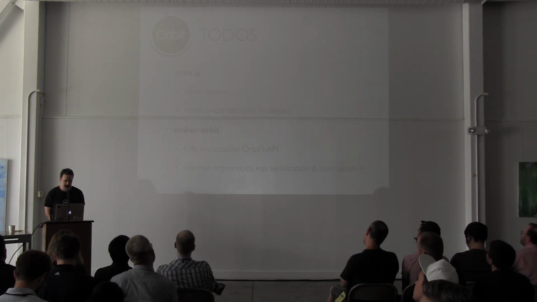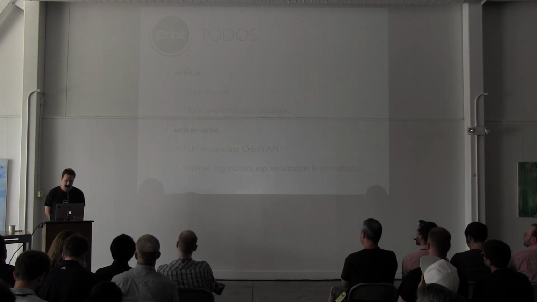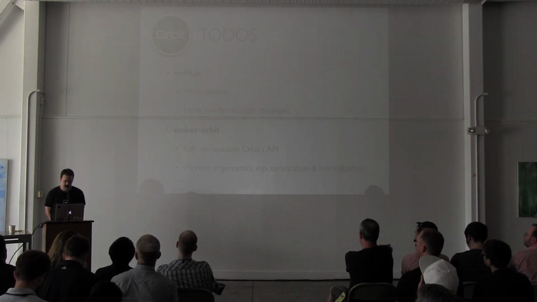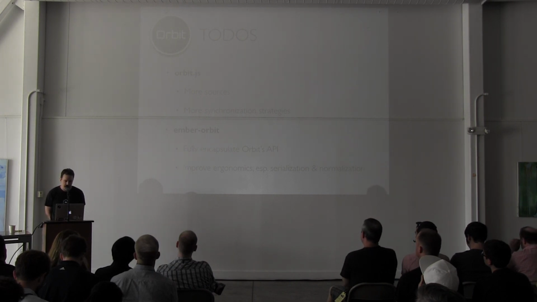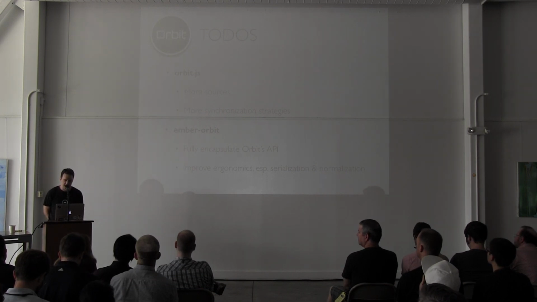Orbit itself needs more sources and more synchronization strategies. And I'm sure as those are added, some interesting architecture implications might come up. Ember Orbit itself does not fully encapsulate Orbit's API. It would be nice if everything was Emberified. It really needs some improved ergonomics.